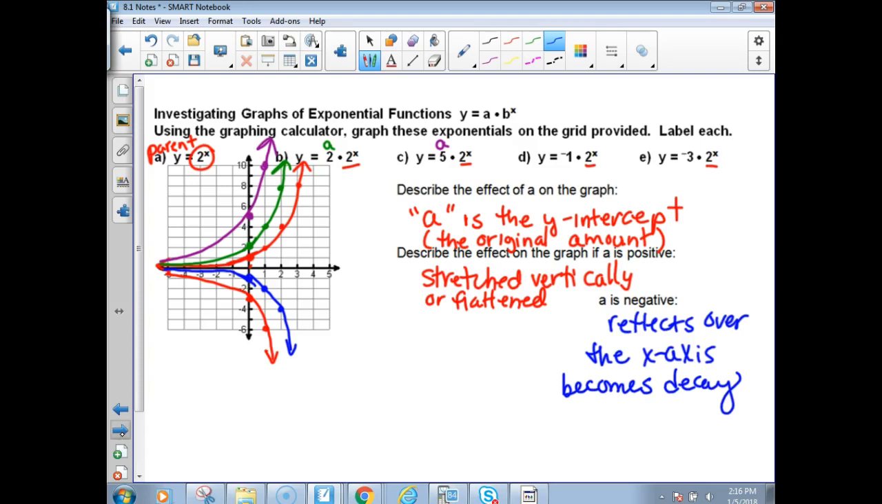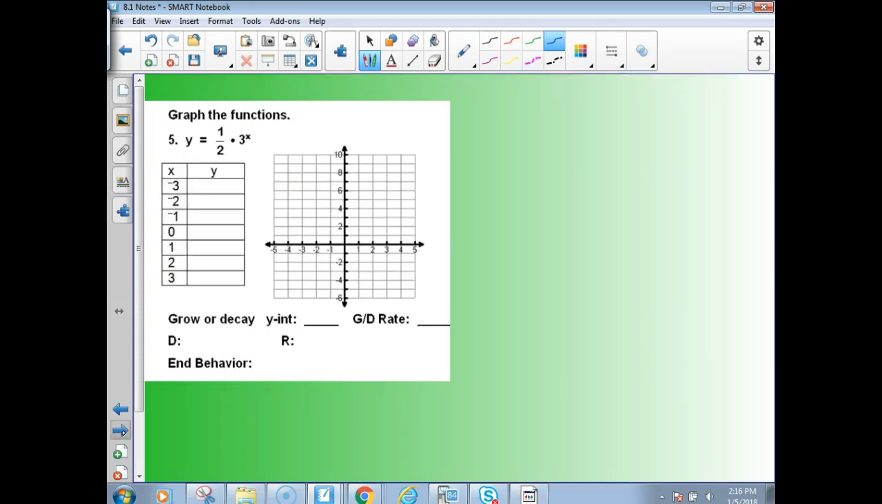Does anybody still need this page? Okay. Graph the functions. All right, so what I see here is A is 1/2. I see B is 3. You just want to keep on identifying those pieces. So the y-intercept is 0, 1/2.